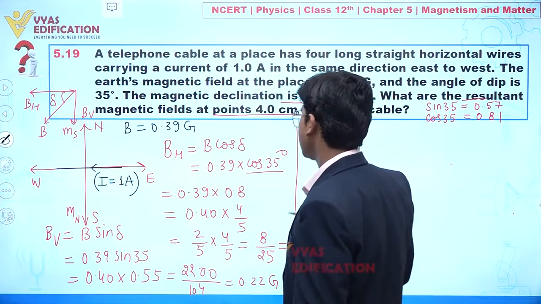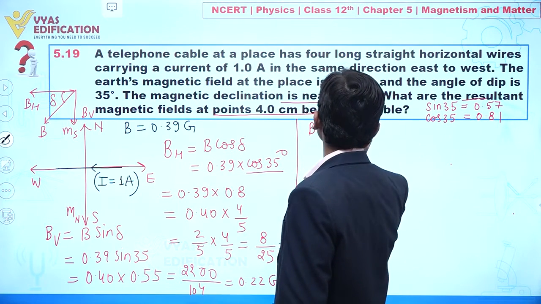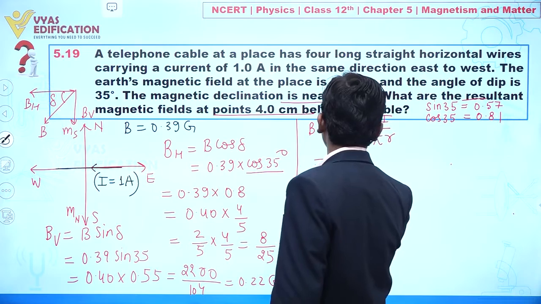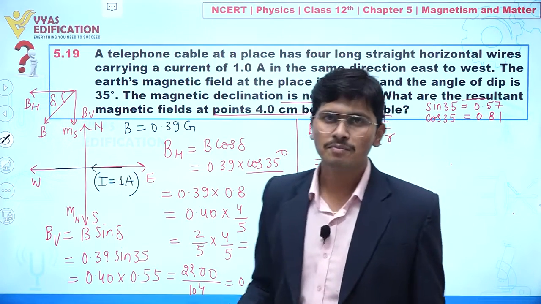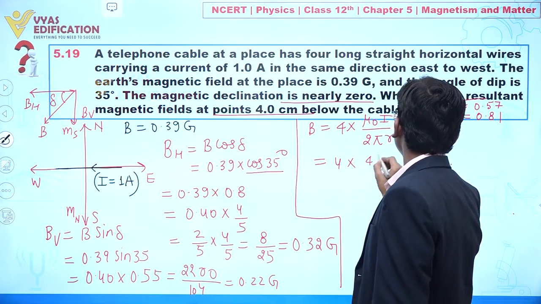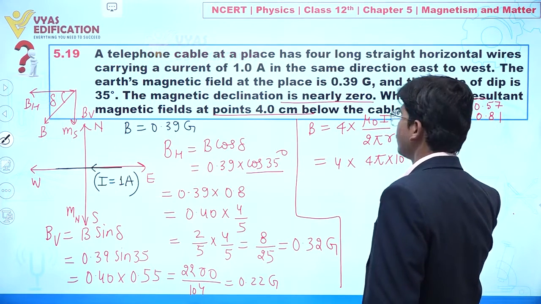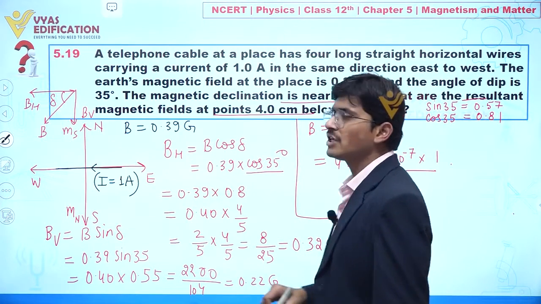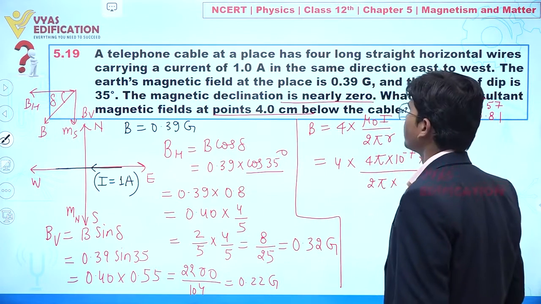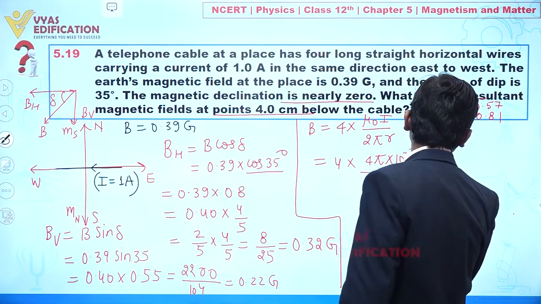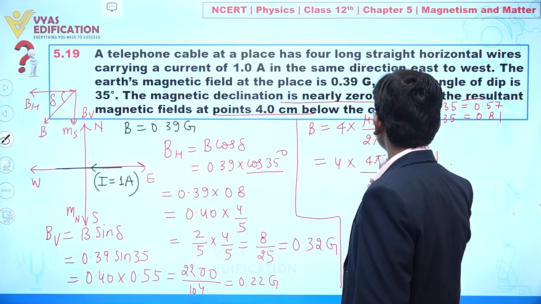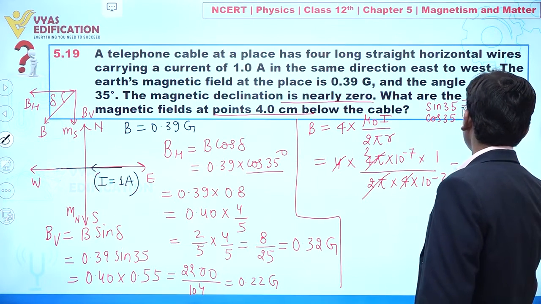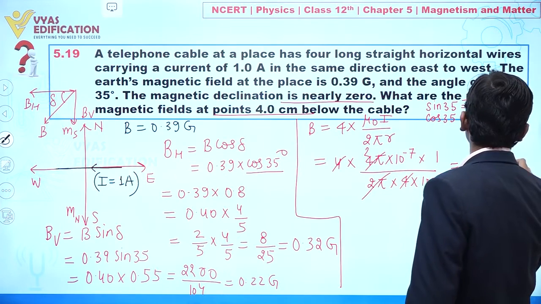So I can directly say the value of B is given by 4 times mu naught I divided by 2 pi r. Clear? 4 multiplied. What is the value of mu naught? Mu naught is 4 pi into 10 to the power minus 7. Value of current, 1 ampere, divided by 2 pi multiplied by r. What is the value of r? R is given as 4 centimeter. Clear? So this is 4 into 10 to the power minus 2. We have this 2, this one is cancelled out, so we get 2. Clear? From here this is 2 into 10 to the power minus 5 Tesla.